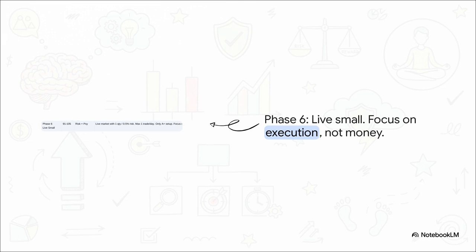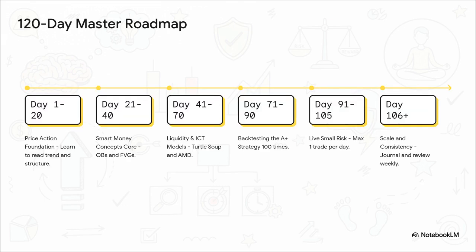The goal here heavily emphasizes process over profits. You are just testing your ability to execute the A+ setup without the blinding pressure of making large amounts of money. When you zoom out, this entire 120-day timeline reveals the sheer immense patience required to actually apply this trading Bible. It forces you through the foundations, core concepts, backtesting, and tiny risk long before you ever scale up for consistency. It is a massive reality check for anyone out there looking for overnight riches.